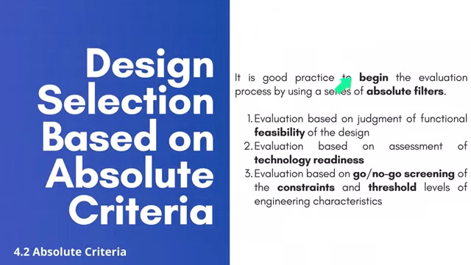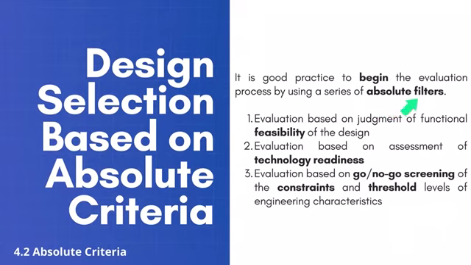It is good practice to begin the evaluation process by using a series of absolute filters. The absolute filters are very useful if we have many concepts, such as more than 5 concepts or more than 10 concepts. So we will use the absolute filters to first filter the many concepts that we have. Maybe from 30 concepts, we limit to 10 or 5 concepts. So we can reduce the concepts by using the absolute filters.